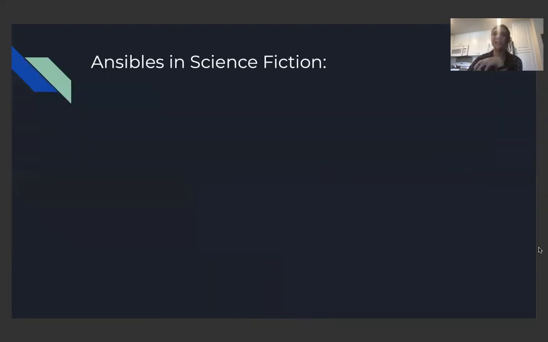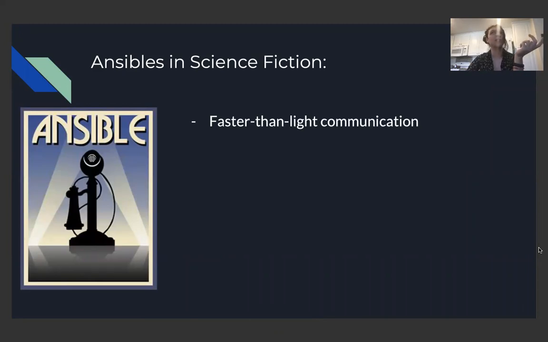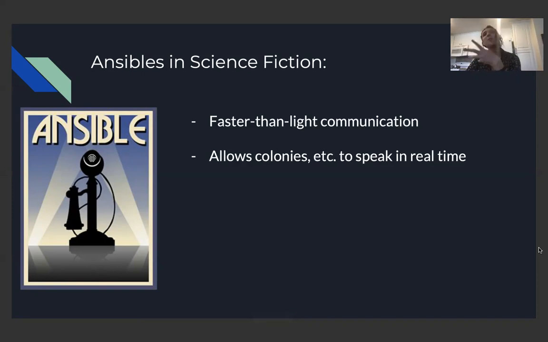So before we start, what are Ansibles in science fiction? This is a photo of an Ansible. And the idea is it's faster than light communication. I think it originally stood for "answerable," which then got contracted. And the dream was it would allow colonies to speak in real time.